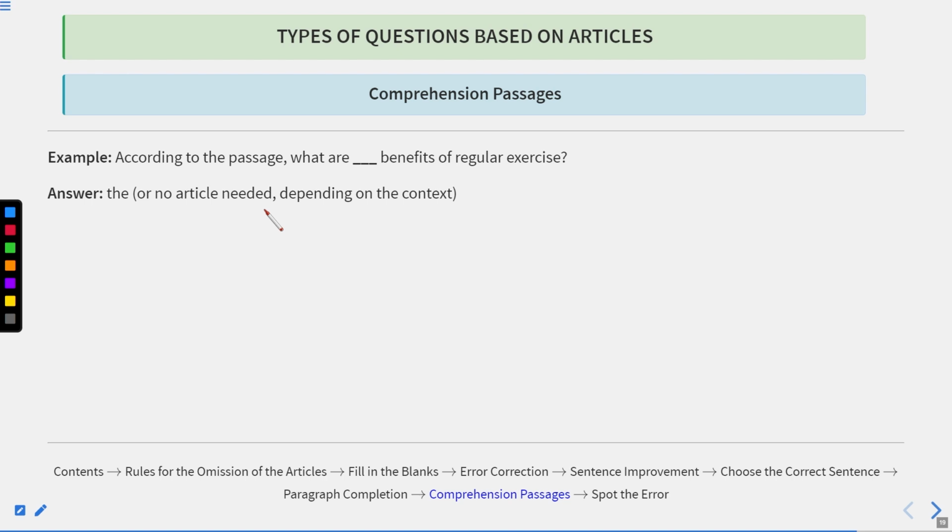Okay, now let us move to the next type of question, that is comprehension passages. So sometimes it happens that a passage will be given to you and you will be asked to find out the question based on that particular passage. So that can also be solved through this article, either a or an. According to the passage, what are the dash benefits of regular exercise? So what are the articles? Okay, what are the benefits? Because we are talking about some particular benefits.